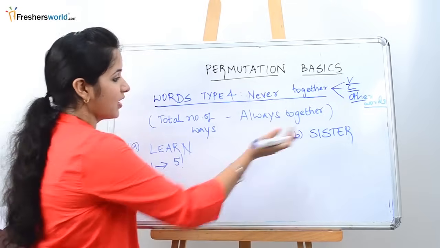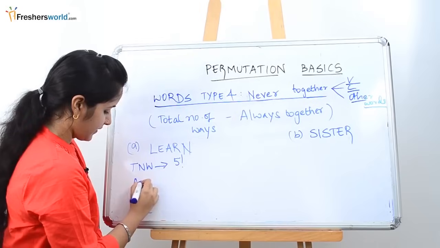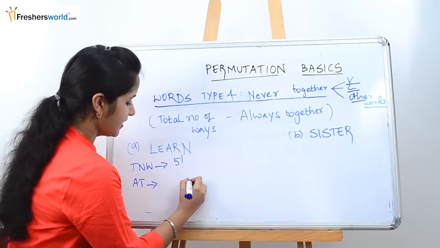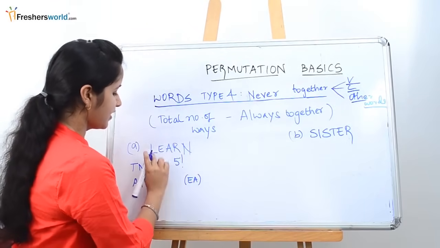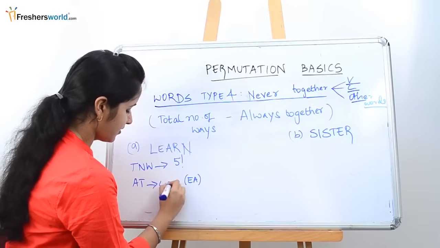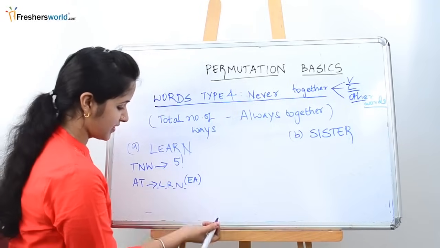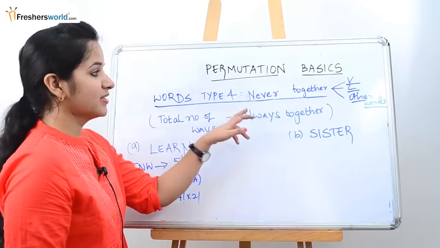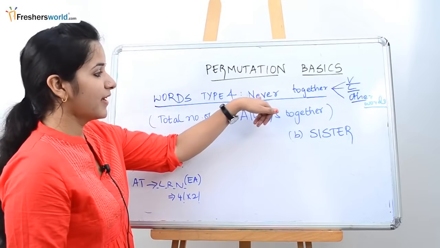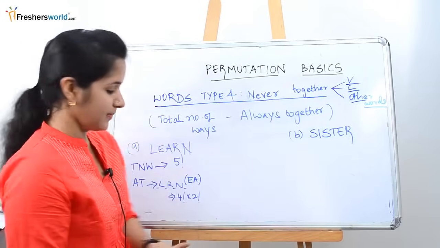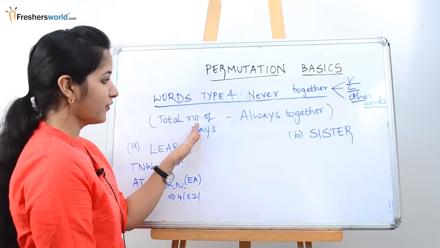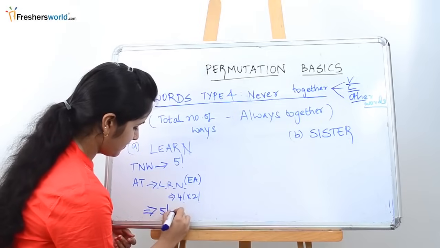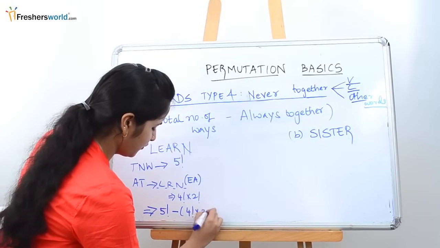Next, always together. How did we do the sum always together? Vowels are always together, so E and A will be together, and the remaining are L, R, N. What are the spaces here? We have 4 spaces. So we did 4 factorial into 2 factorial. Now the question is not always together. They are asking what happens when the vowels are never together. So vowels never together is nothing but total number of ways minus always together, which is 5 factorial minus 4 factorial into 2 factorial.